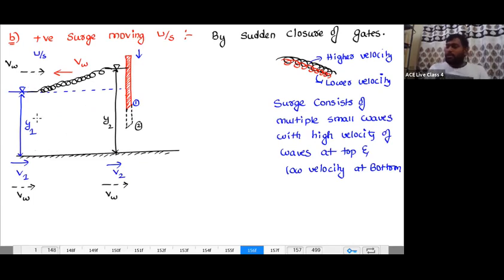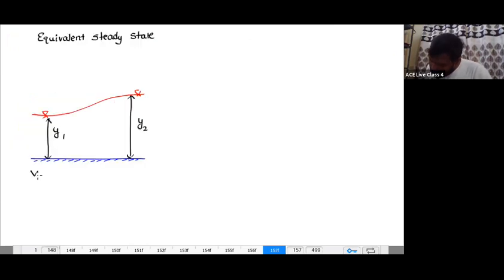You see normal flow, surge moves towards upstream. Now the imaginary velocity will be towards downstream or not? Normal flow, surge, imaginary velocity, both are in the same direction. Then what is this velocity over here? Please tell me. VW plus V1. And here, VW plus V2. That's it.